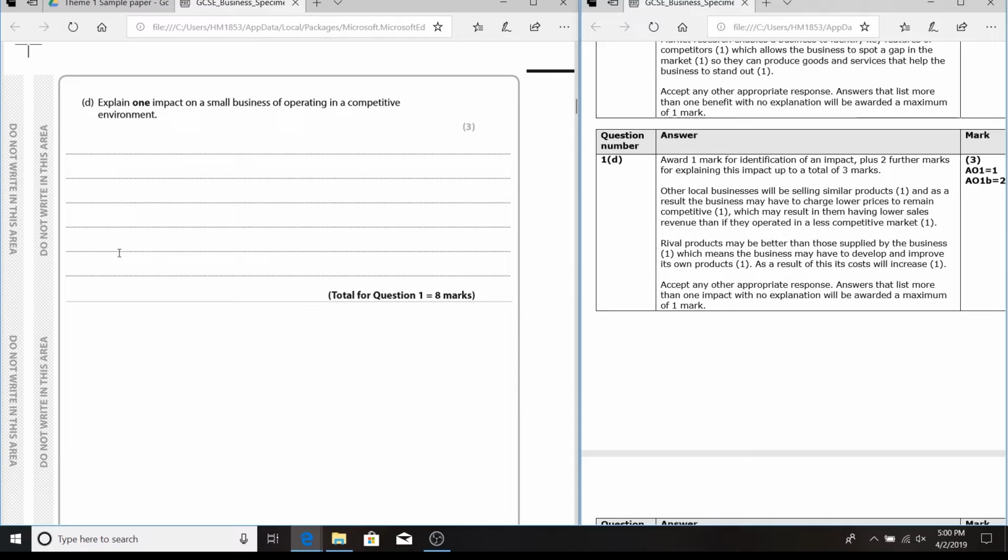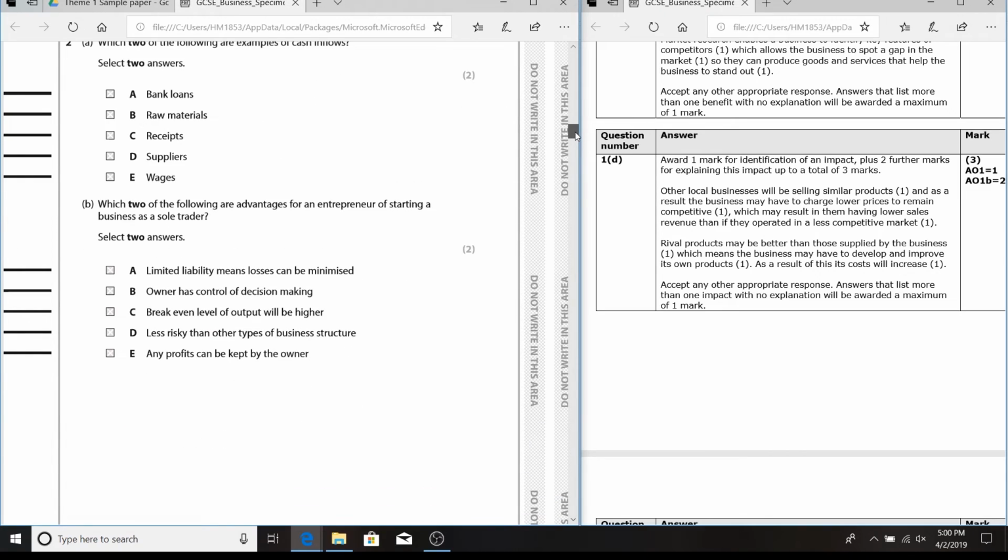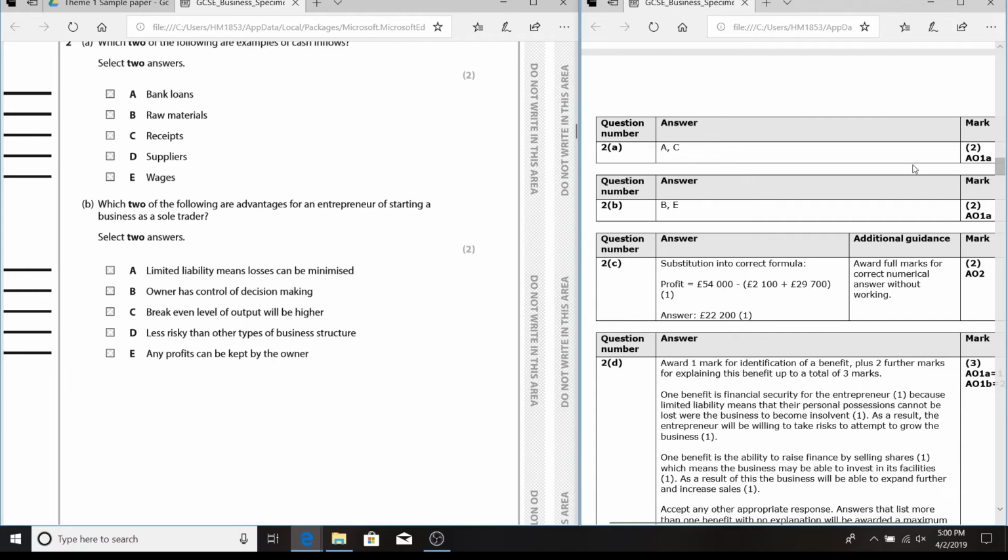Why they give you so much space is almost encouraging those students to write the question out again, and you don't want to be that student who just rewrites each question. Okay, right, so we've got some more multiple choice questions here. So there's the answer. Well, hang on, I haven't given you a chance to have a go at those.